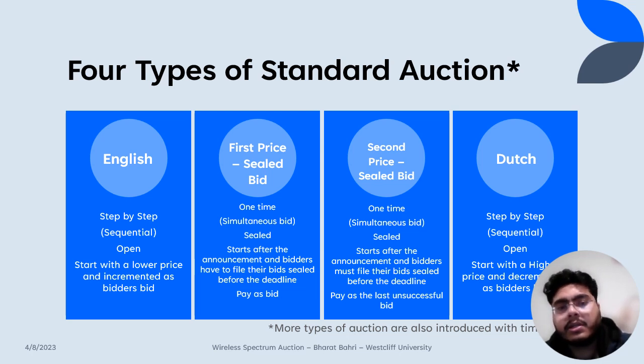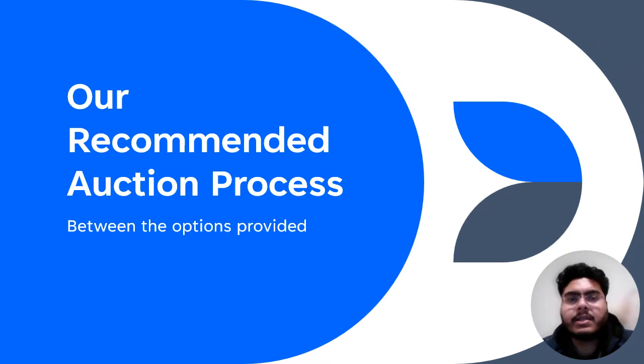So the Dutch method is totally opposite to the English method, in which they start with a high price and they decrease the value. The first bid of the auction is the winner, and in that sense they will generate the maximum amount of revenue. So moving on from the types of auctions, let's discuss our recommended auction process.